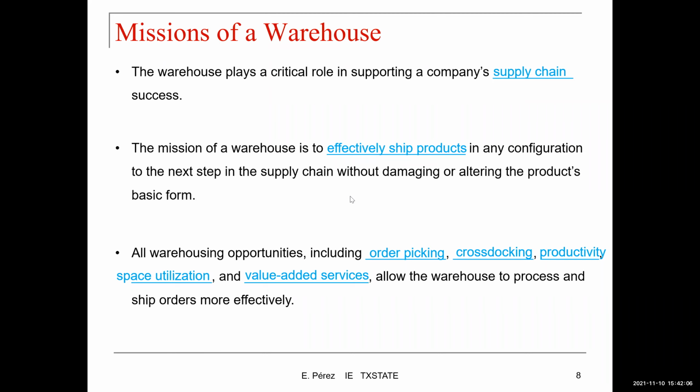So if you have a product that is just coming from El Paso, but you know that product has to reach multiple cities in Texas, that truck will go to this cross-docking location and will separate the shipment, and then that shipment can be sent to multiple trucks so that the product can reach multiple destinations. So that's the purpose of cross-docking. Space utilization, we talk about value added. All of them allow the warehouse to process and ship orders more efficiently.